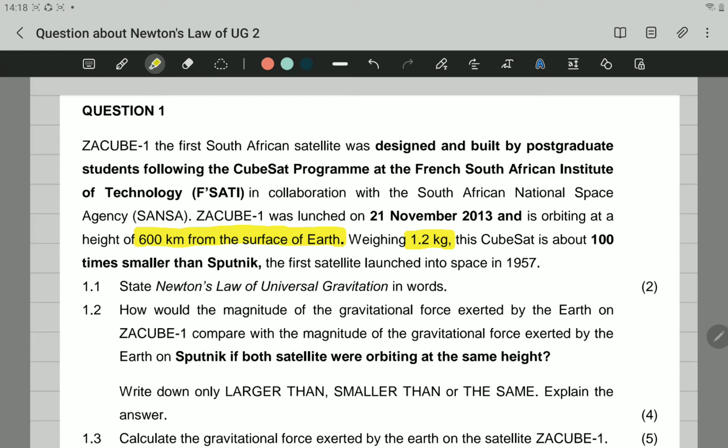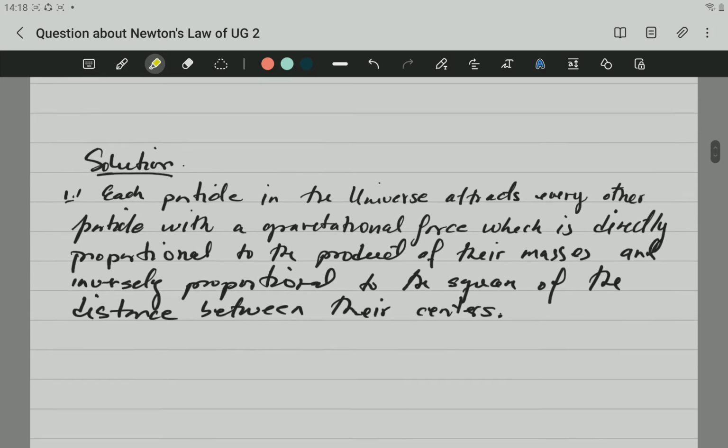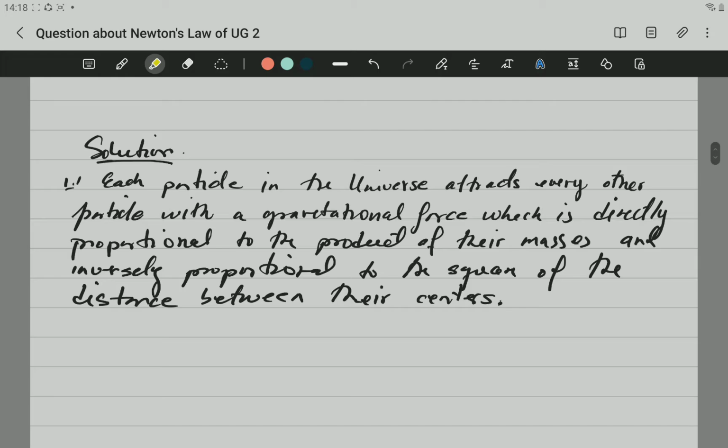The CubeSat is about 100 times smaller than Sputnik, the first satellite launched into space in 1957. Question 1.1 states Newton's law of universal gravitation in words. Okay, so let's go down here. There is the answer.